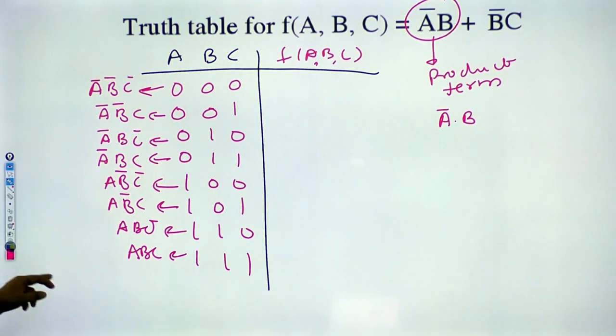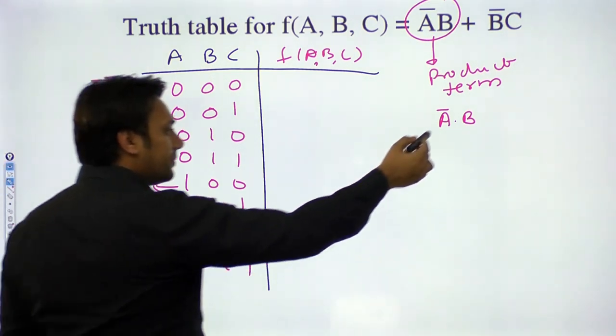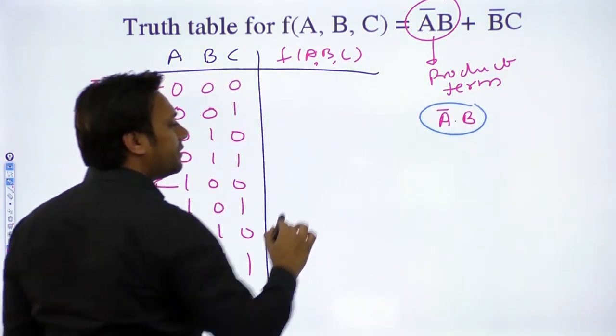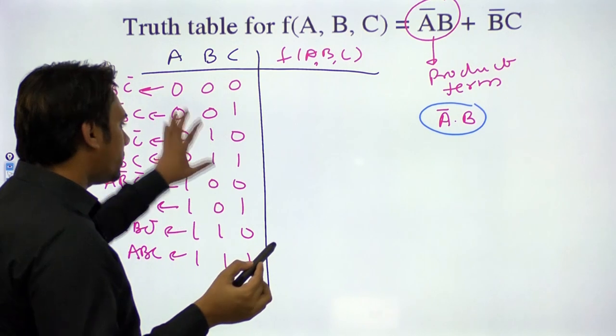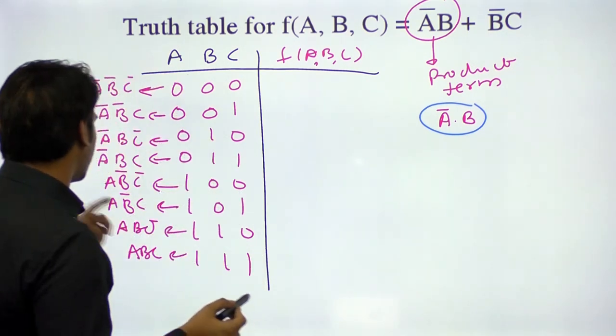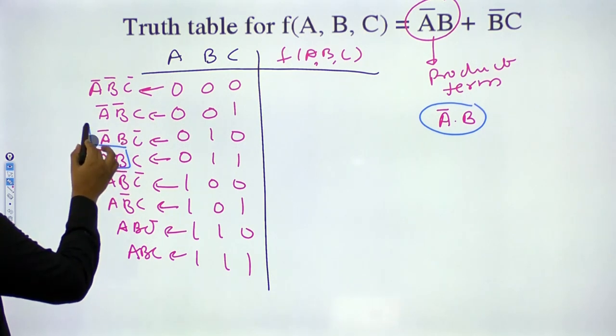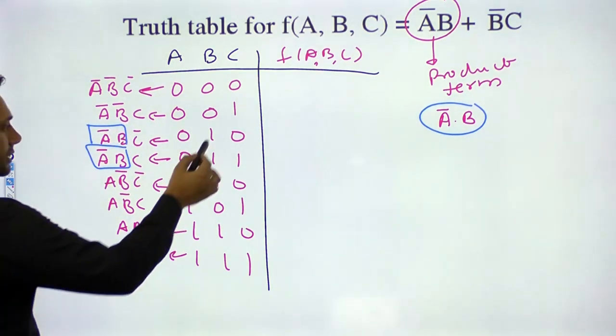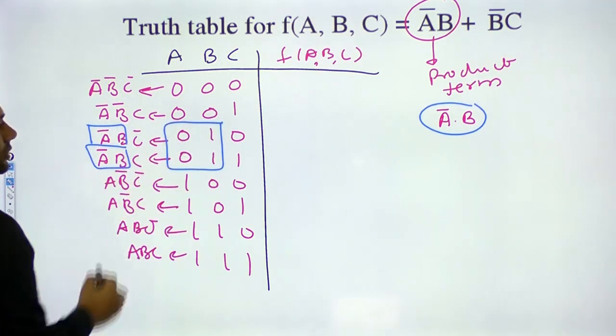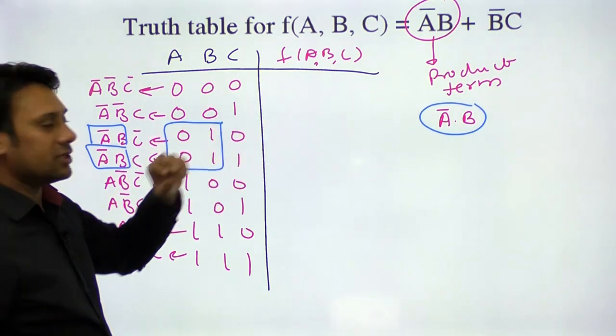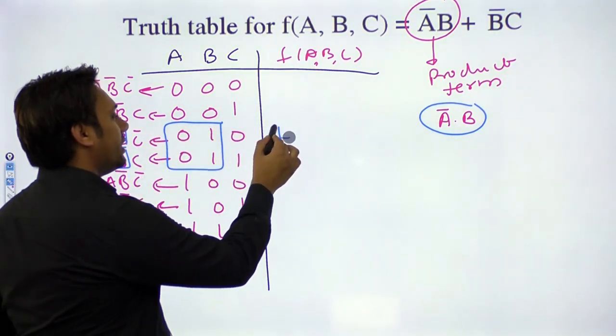Now, when I'm saying that this term is assuming a value 1 whenever we have A complement and B, then I can also show this with the help of a truth table. So here you can clearly see we have A complement B, and here also we have A complement B. That means these two combinations. So with both of these two combinations, this function is assuming a value 1.